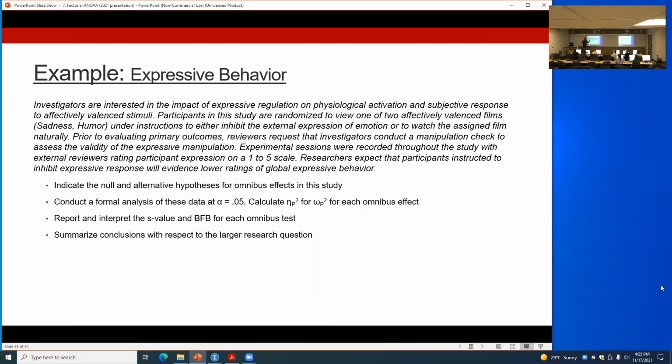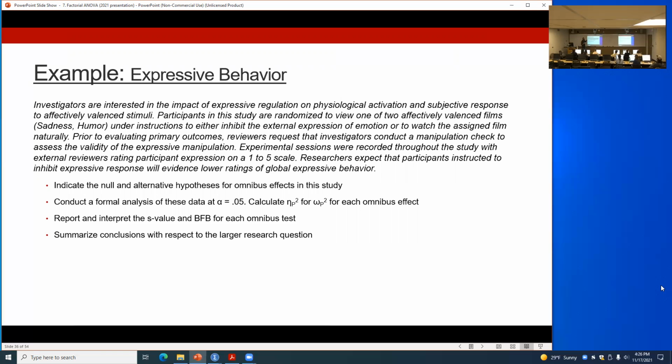Okay, so people are going through watching their randomly assigned film under instruction to inhibit or express, and we're just having people watch and record and externally code.